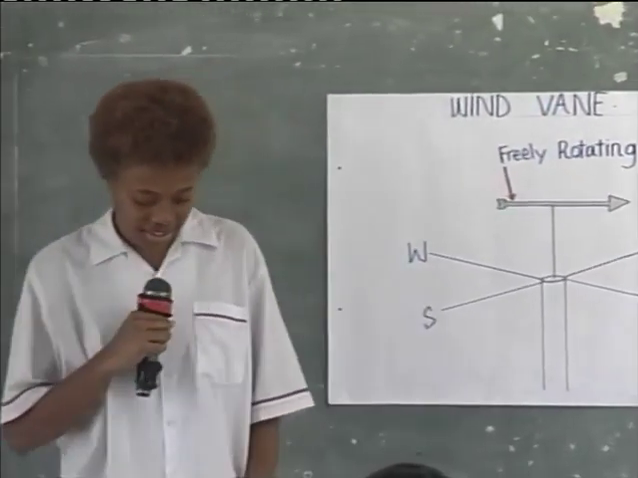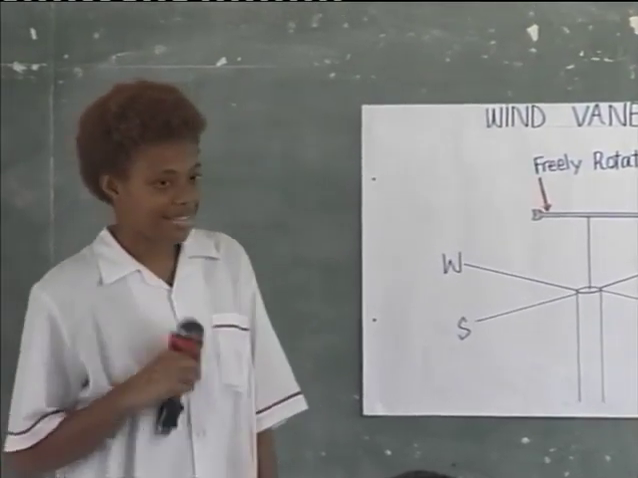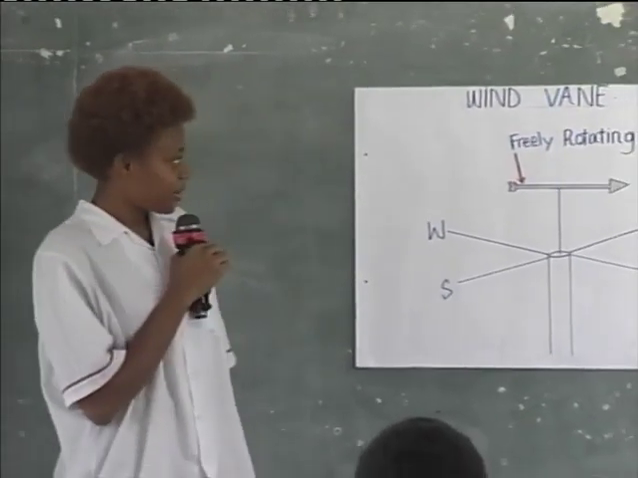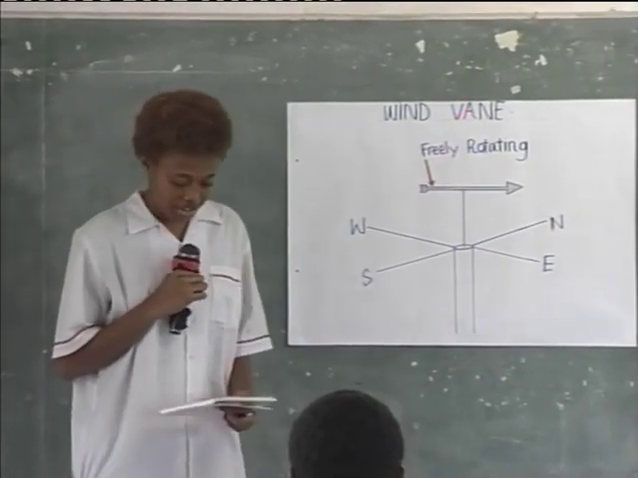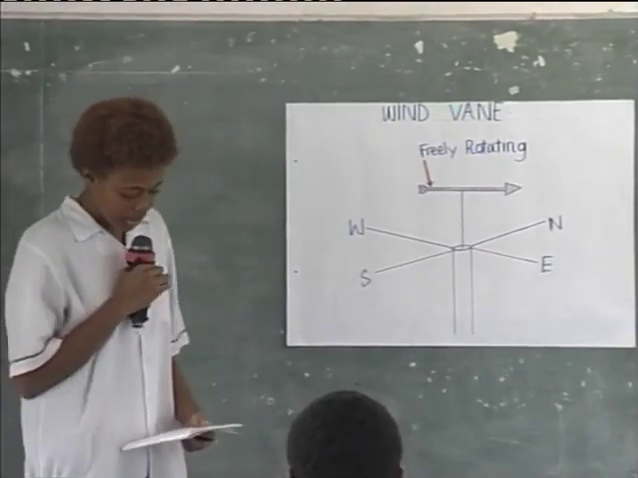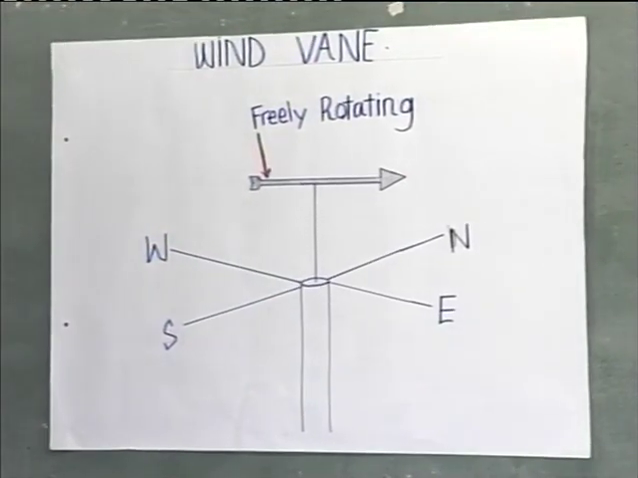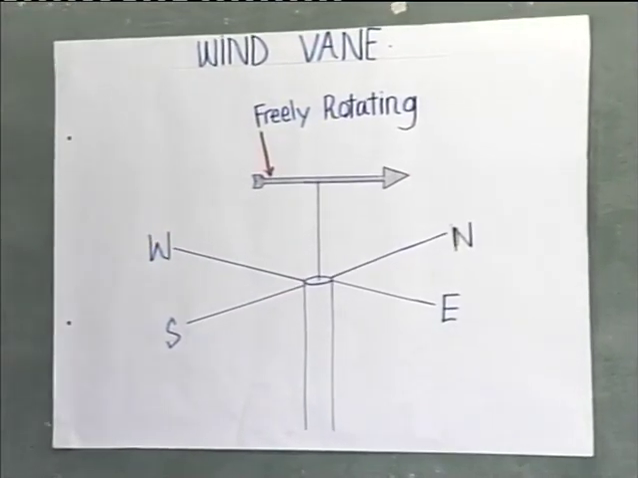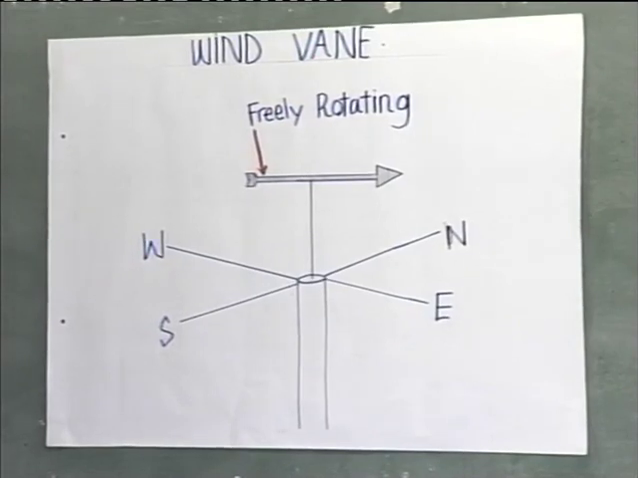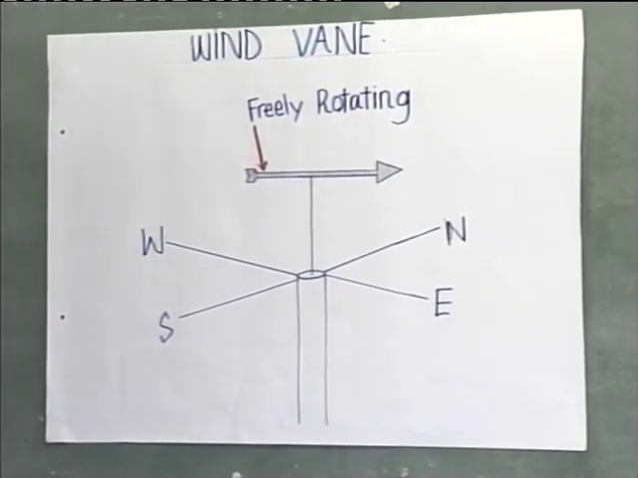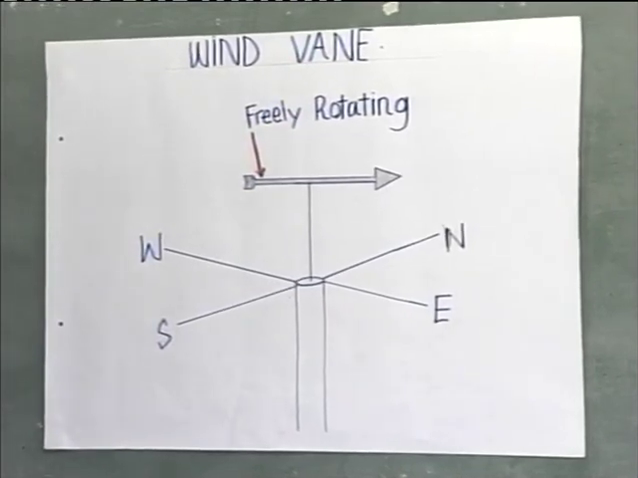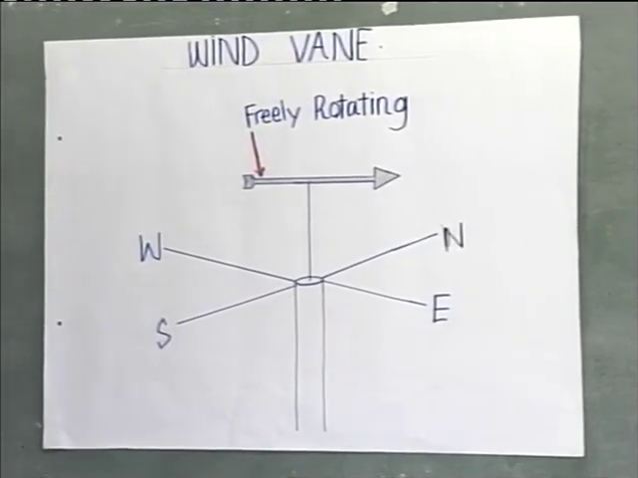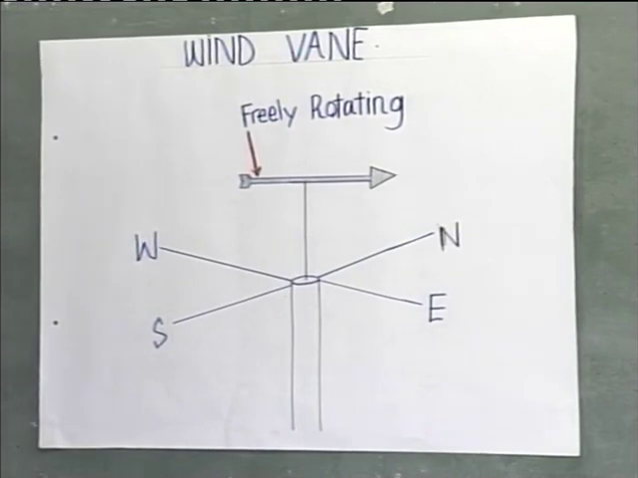Good afternoon, class. My group and I are going to be talking about the Windvane, which is used to measure wind direction. Wind direction is measured by a Windvane, which consists of a rotating arm pivoted on a vertical shaft. The arrow of the Windvane always points in the direction from which the wind blows, and the wind is named after this direction.